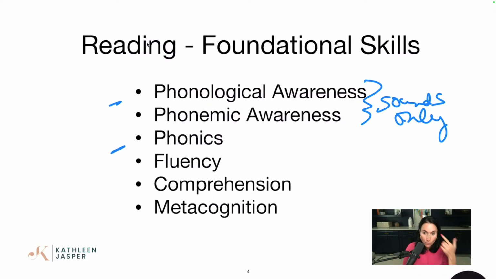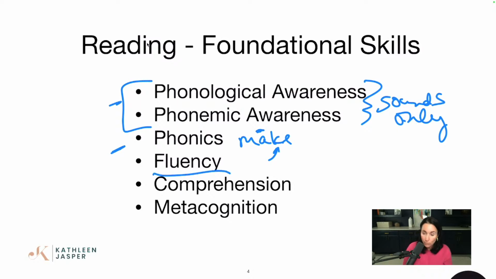Then we move to phonics, where we actually have to see the word and decode the word. So for example, in the word make, I know this A is long because it's followed by a consonant and a silent E. That's a code. I have to decode the word, but I have to see the word to do it. Phonological and phonemic awareness, I do not have to see the word, okay?